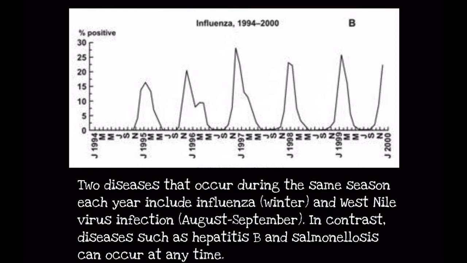West Nile is opposite to the flu, where we see peaks of the virus infection in the summer between August and September. Not all diseases occur in seasonal patterns. Diseases such as hepatitis and salmonella can occur at any time. Understanding the time of a disease or health-related condition can help scientists target prevention and intervention times.